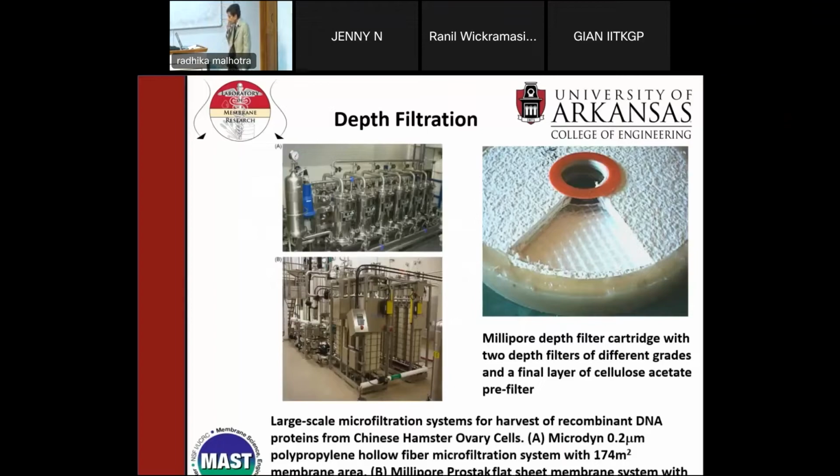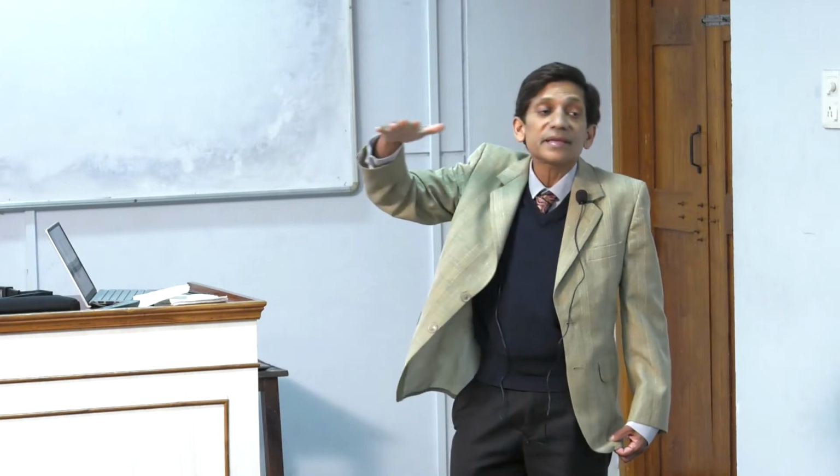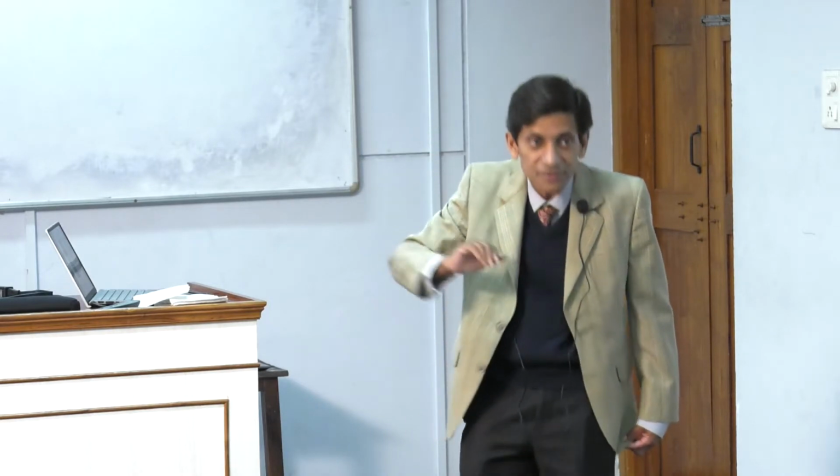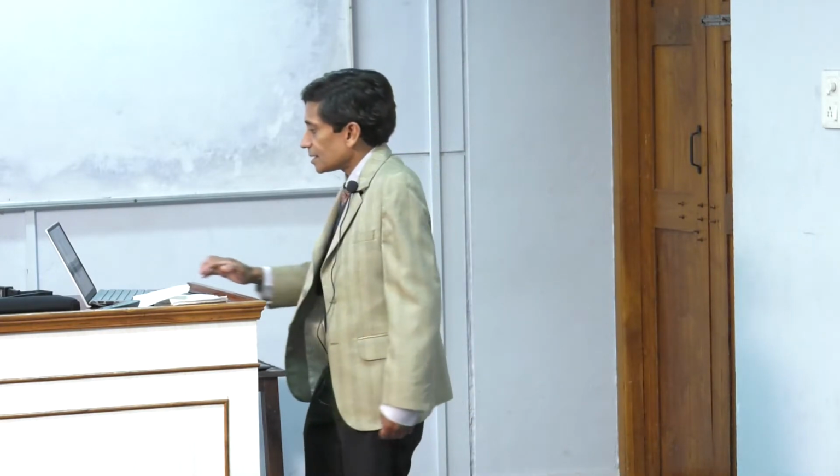So these are some examples of the depth filters. The left-hand figure shows you whole banks of them and how they are run. The right-hand one here is a Millipore depth filter cartridge with 2 depth filters of different grades, and you can see them here. They are cut apart. And the final layer of cellulose acetate is a pre-filter. Also, you should consider it like this. When you have multiple grades of depth filter in one unit, the level above the next one actually acts as a pre-filter for the next one, okay?